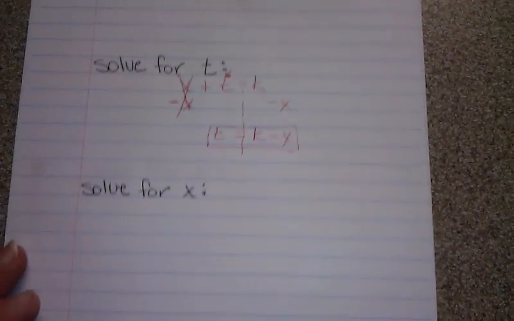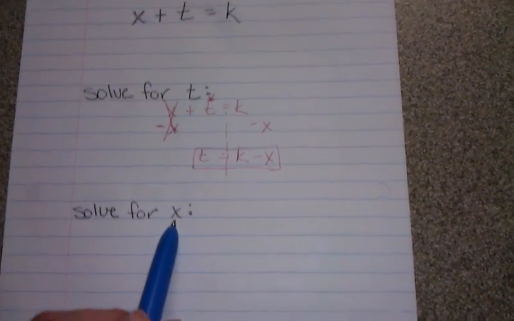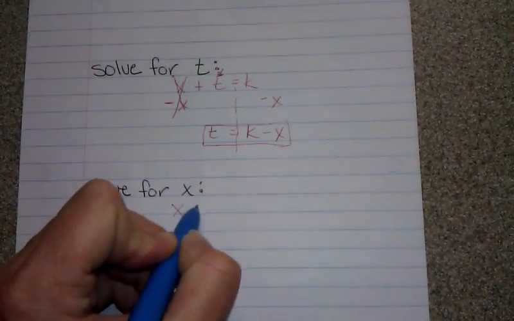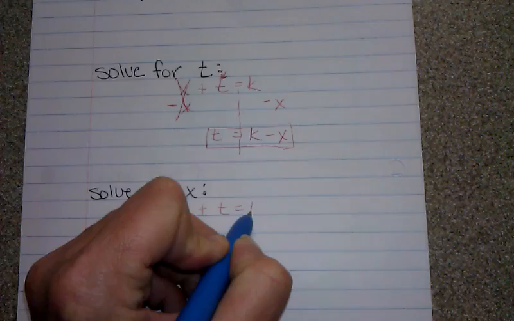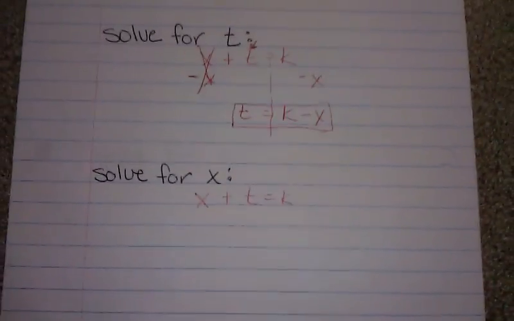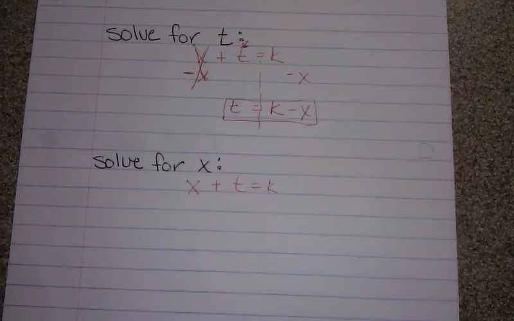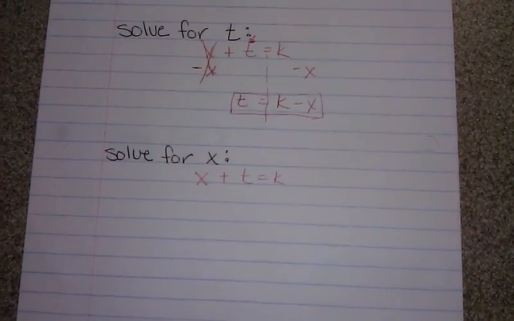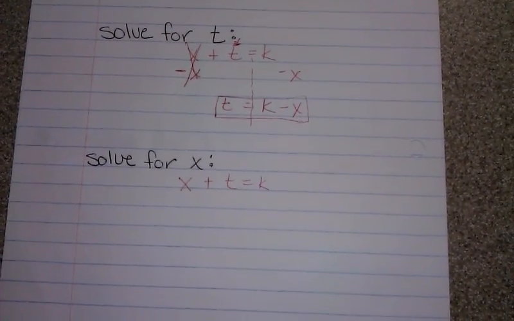Well, the next one says, what if we want to solve for x? So let me rewrite this. X plus t equals k. Alright, so they want us to solve for x. Look and see what we did the last time when we were solving for t. Pause the video and see if you can figure out what you can do to get x by itself.